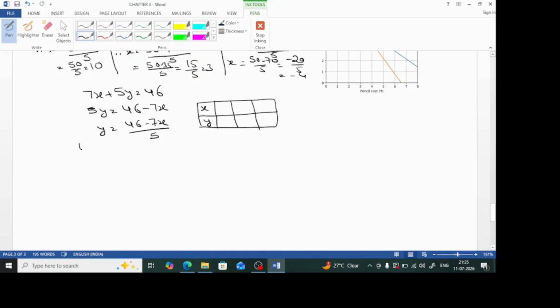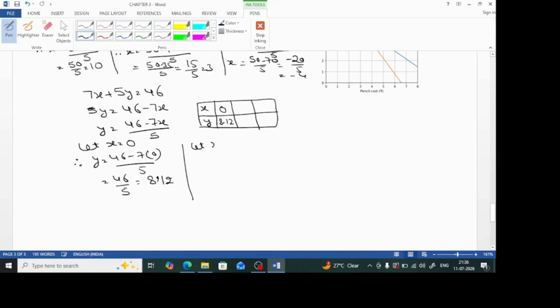But if we plot 3 points, if there is any mistake also we can determine. Now let x is equal to 0, then y is equal to 46 minus 7 into 0 divided by 5. 7 multiplied by 0 will become 0 and 46 by 5. 46 by 5 if we divide, we will get something like 8.12. So y will be 8.12 when x is 0.